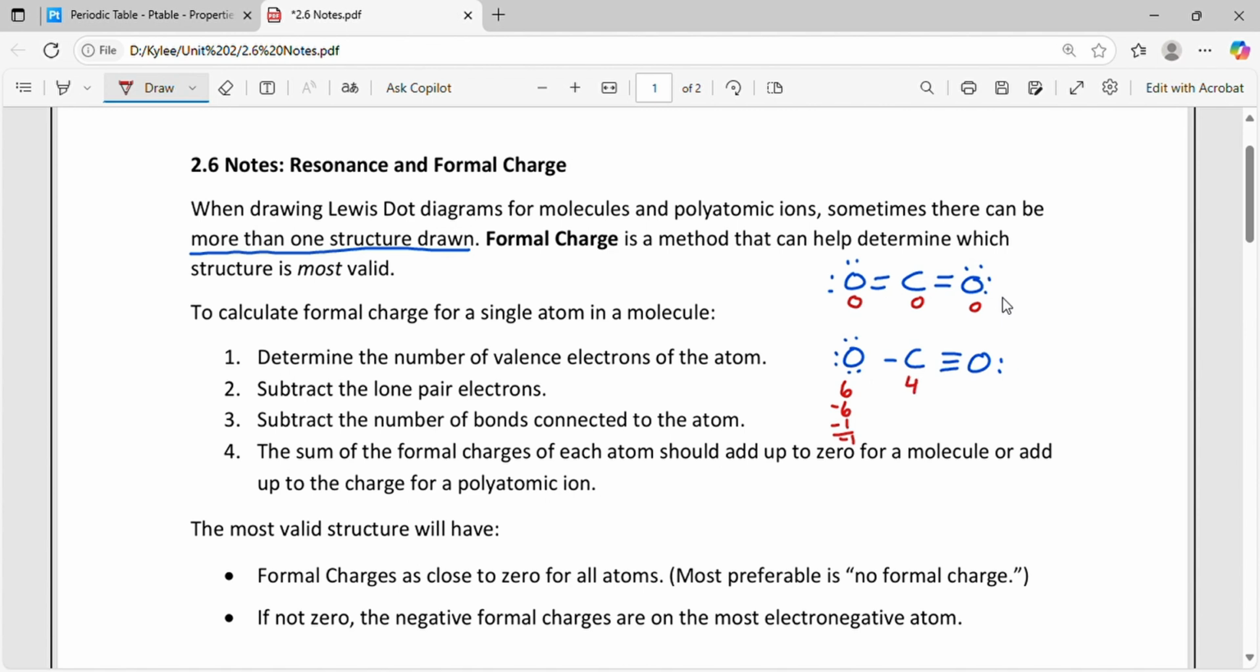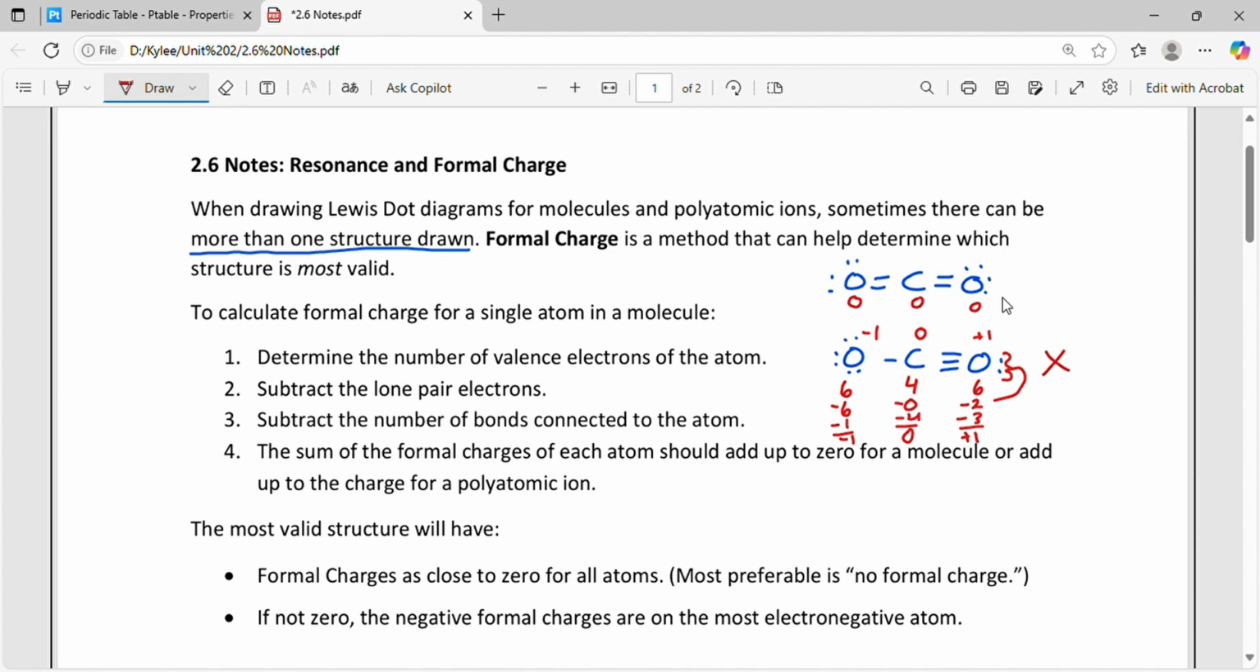Carbon has 4 valence electrons, minus no lone pairs, minus 4 bonds, so carbon still has 0. But then this oxygen, 6 valence, minus 2 lone pair electrons, that's these guys over here, minus 3 bonds. This gives me a +1. So when I compare the formal charges for this structure, I have a -1 on that oxygen atom, I have a 0 on carbon, and I have a +1 here. That's what makes this one not preferred.